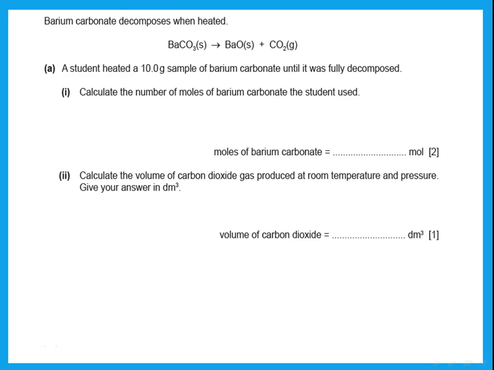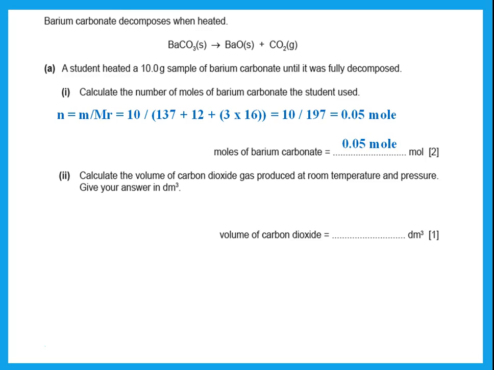Okay, barium carbonate decomposes when heated, and he gives me the equation. The student heated a 10-gram sample of barium carbonate. So what would be the number of moles of barium carbonate? From 10 grams, number of moles is mass over molecular mass, and that comes out to be 0.05 mole. Okay, calculate the volume of carbon dioxide produced at room temperature. Now, if the number of moles of barium carbonate is 0.05, from the equation on top, what would be the number of moles of carbon dioxide? It will be the same. So, getting the volume is number of moles times 24, and that is 1.2 decimeter cubed.